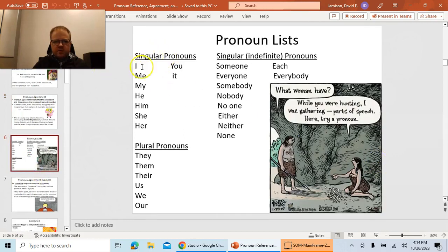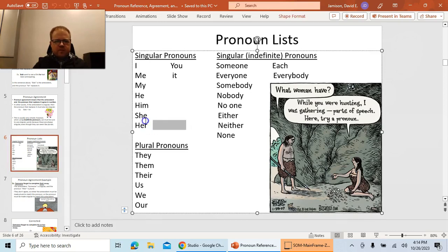So, singular pronouns: I, you, me, it, my, he, him, she, her. This is a little bit of an old presentation. You could actually use they in here now too, but it's not going to be that way on the test. Plural pronouns: they, them, their, us, we, our.